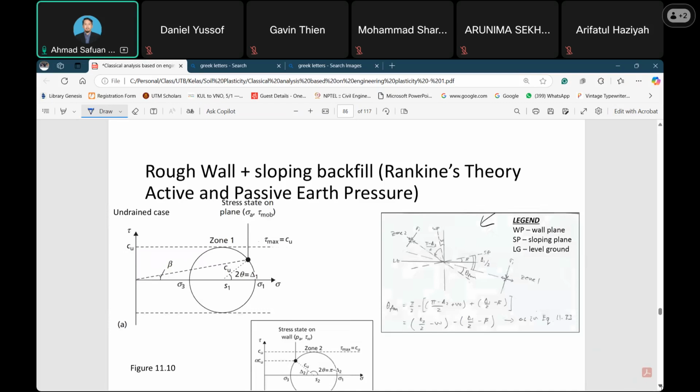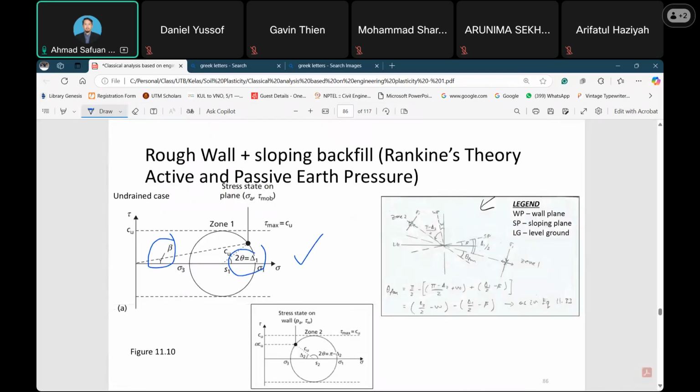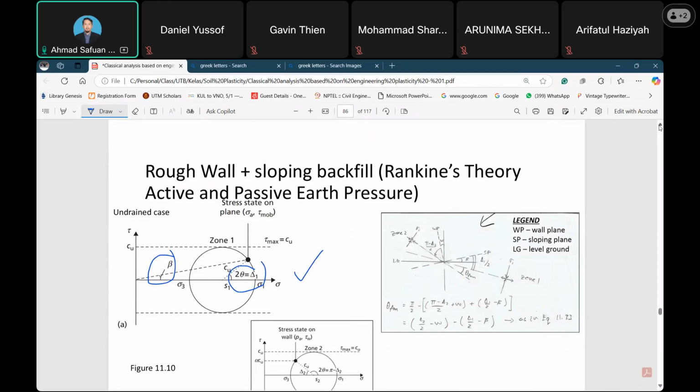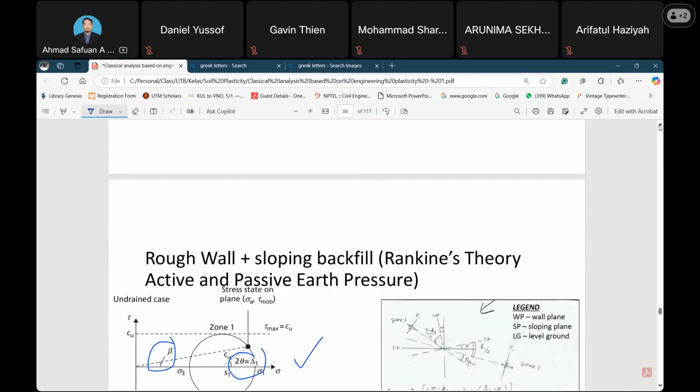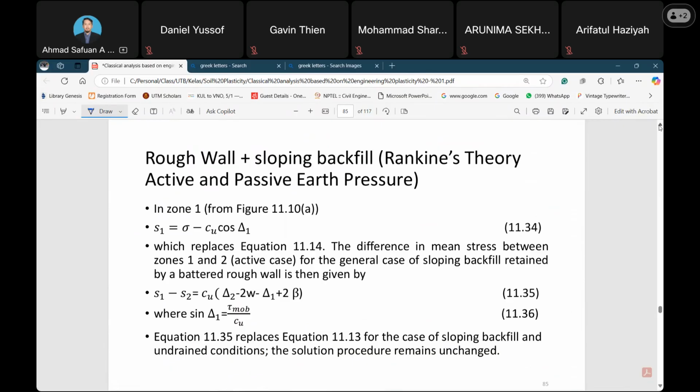So in zone 1, from figure 11.10A, this is 11.10A, it is equal to sigma minus Cu cos delta 1. This replaces equation 11.14. So we look again at 11.14.